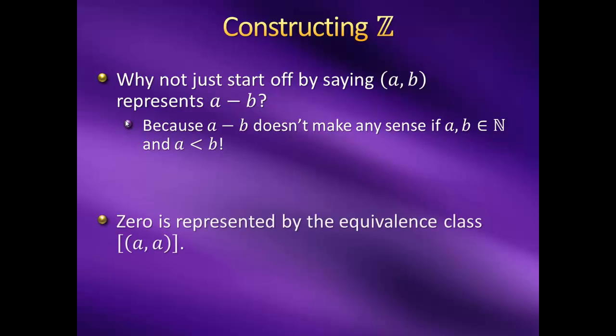By the way, 0 is of course represented as well in our ordered pairs. If A minus B equals 0, then A equals B. So all the ordered pairs where the two numbers are equal represent 0.